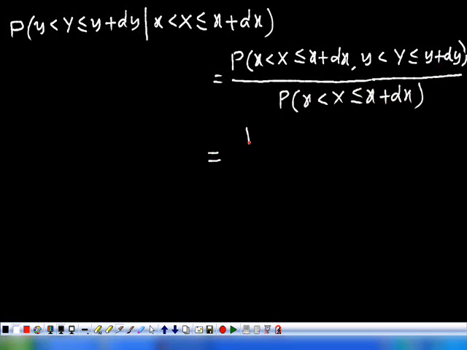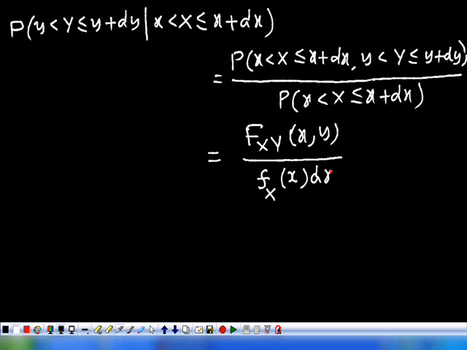So this can be written as fxy of x comma y, divided by, this is how much? Can I write this as fx of x into dx? Because the probability of x less than or equivalent to x plus dx can be written as fx of x into dx. What is this fx of x into dx? The probability element of the random variable x. Okay. Understood this?